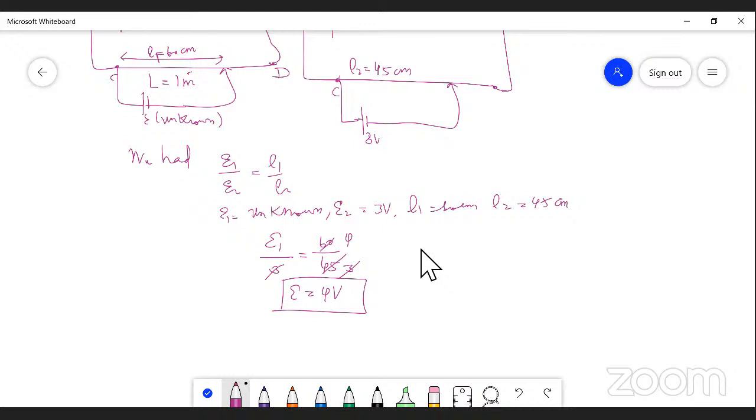See, you can go directly to this question without solving the question. For 3 volts, it is 45 centimeter. So if the potential difference is 1 volt, what will be the balancing length? Hardly 15 centimeters. So 15 for 1 volt, 15 for another volt, 15 for another volt. So 3 volt potential difference is balanced by 45 centimeters. So for 1 volt, it is 15 centimeters.